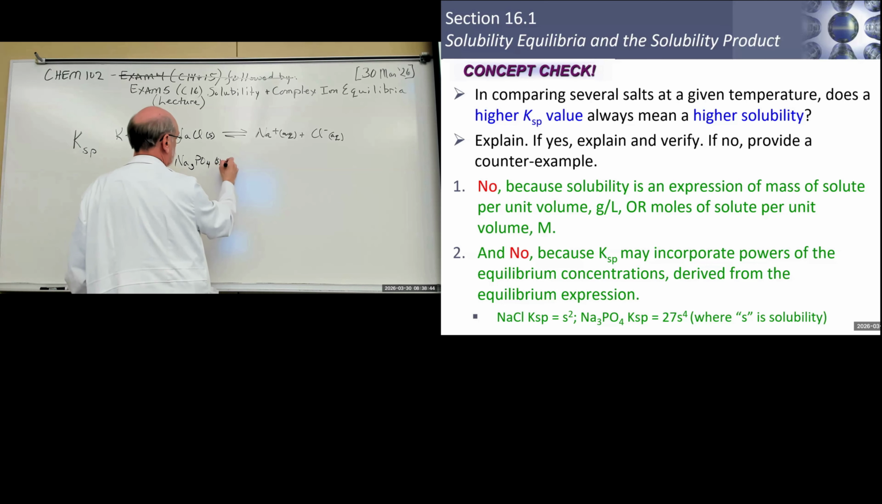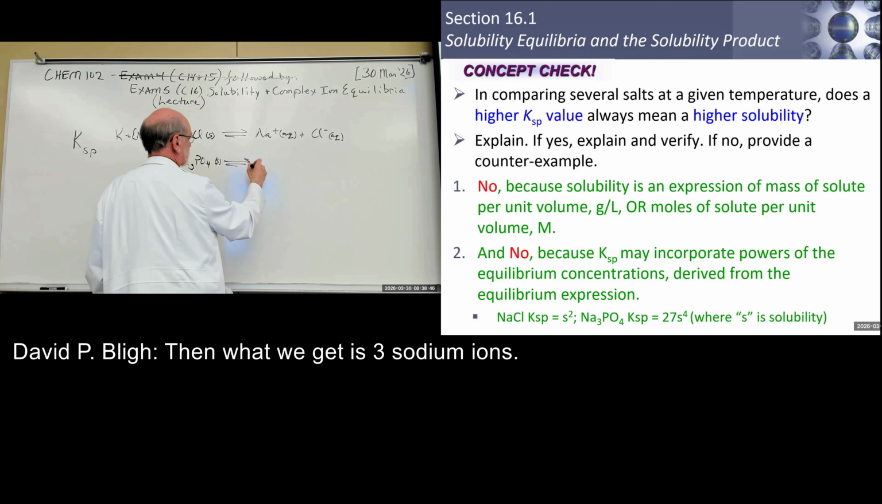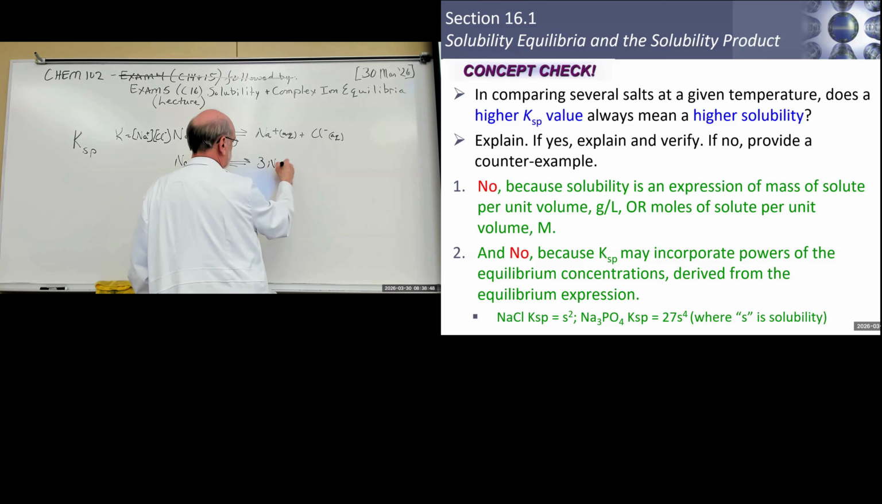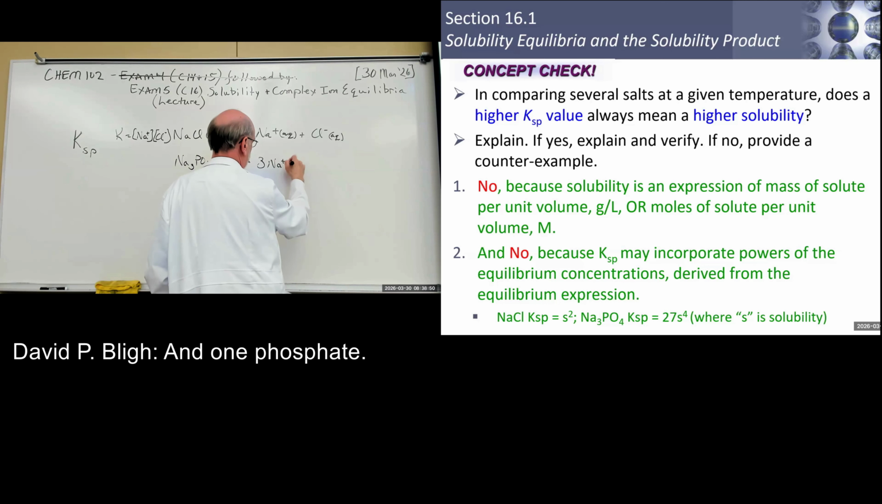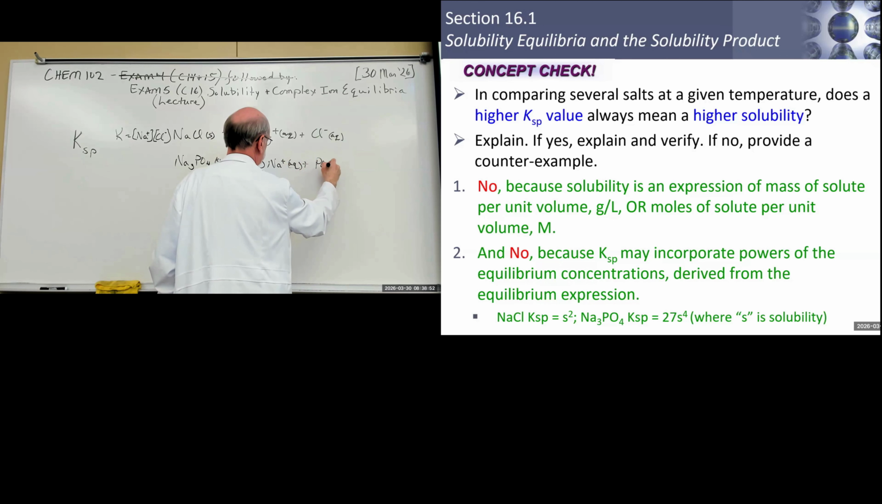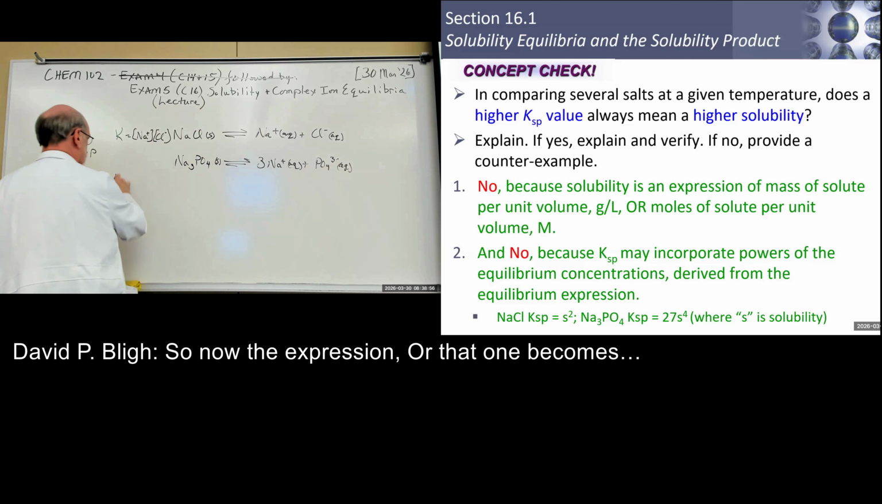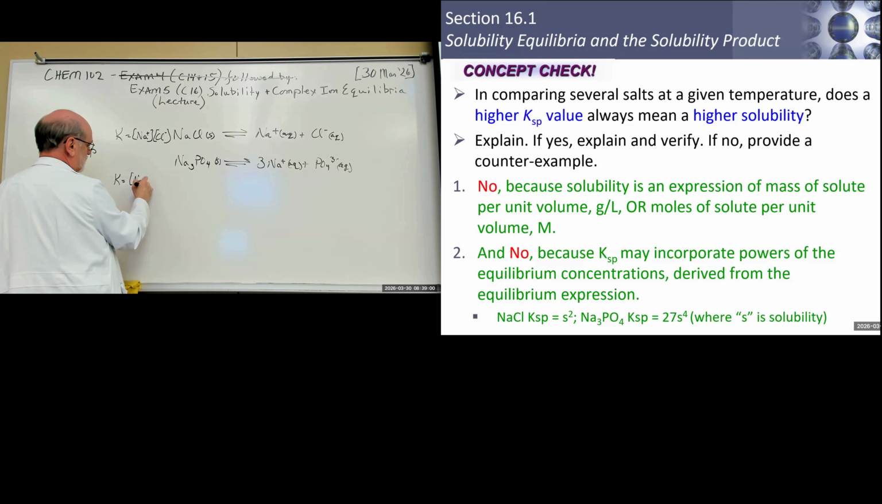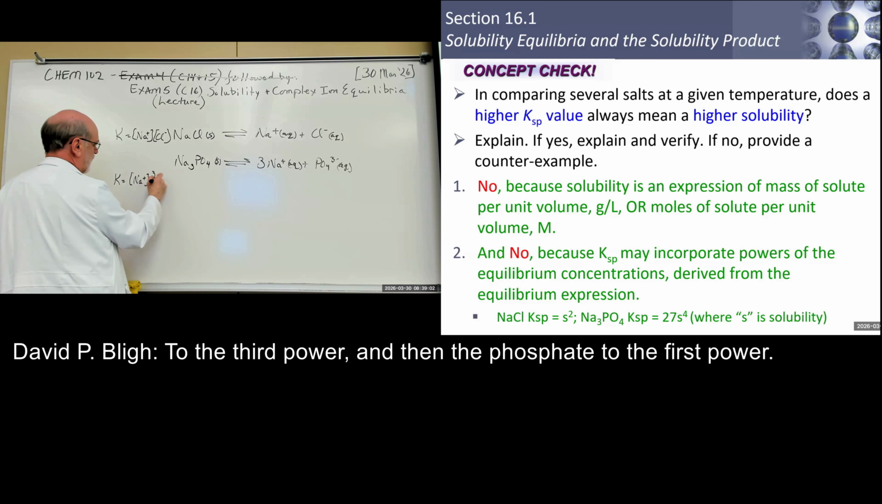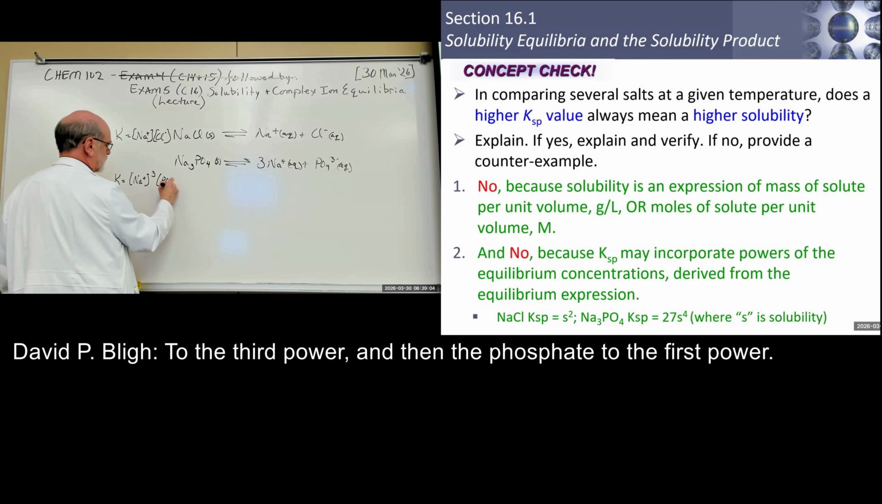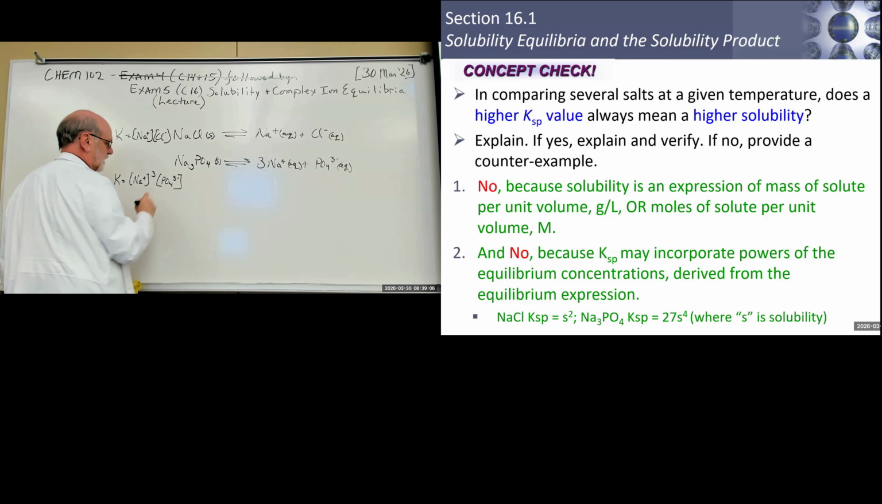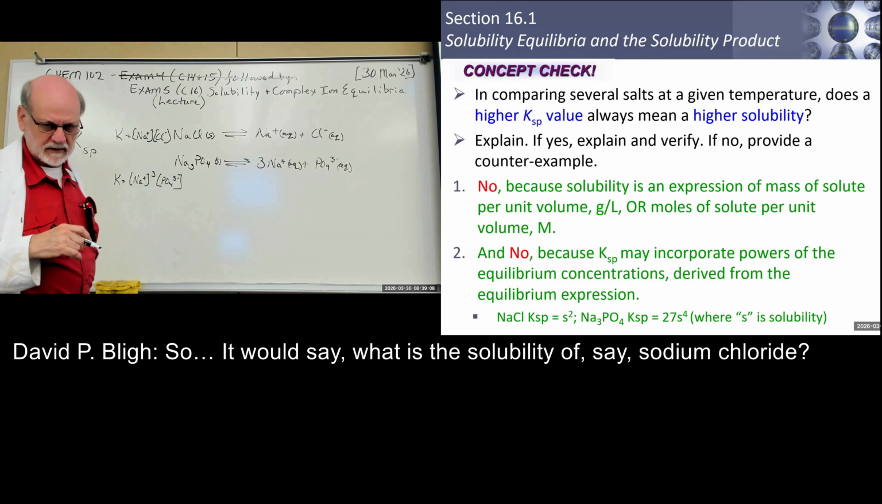Then what we get is 3 sodium ions and 1 phosphate. So now the expression for that one becomes sodium to the 3rd power, and then the phosphate to the 1st power.